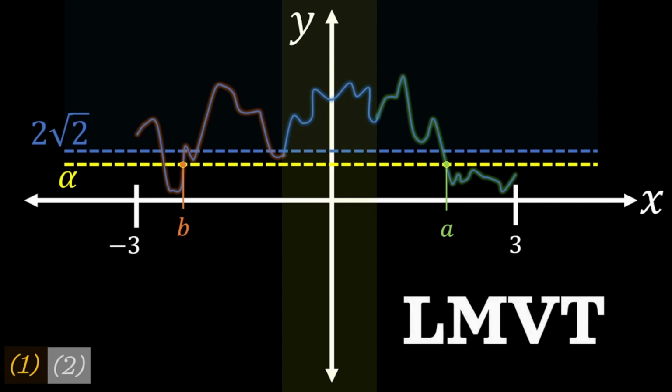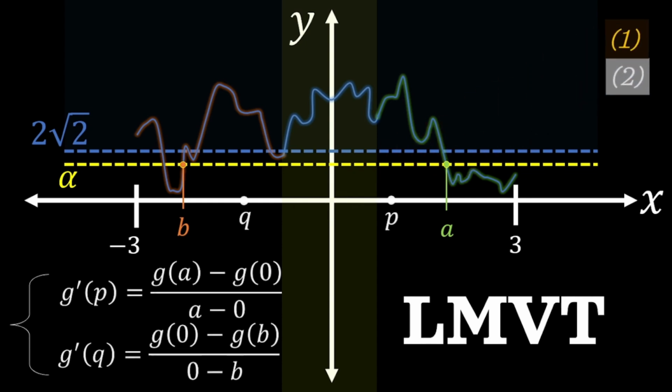Now, we're going to apply Lagrange's mean value theorem on the intervals from 0 to a and b to 0 to claim that there exist 2 points p and q on intervals 0 to a and b to 0 respectively, so that the derivative of g equals the average slope at those two intervals. This is just the direct statement of the theorem that we're applying on these two intervals.